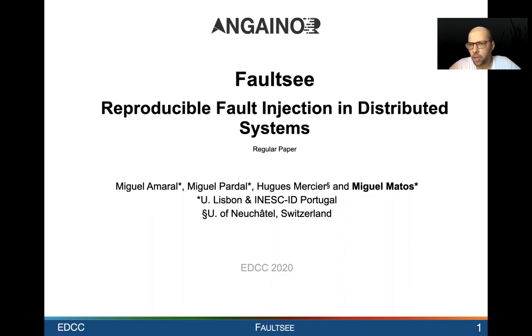Hello, I am Miguel Matos, and today I'm going to present FaultSee, reproducible fault injection in distributed systems. This has been joint work between Miguel Amaral, Miguel Pardal, and myself from the University of Lisbon in Portugal, and Hugues Mercier from the University of Neuchâtel in Switzerland.